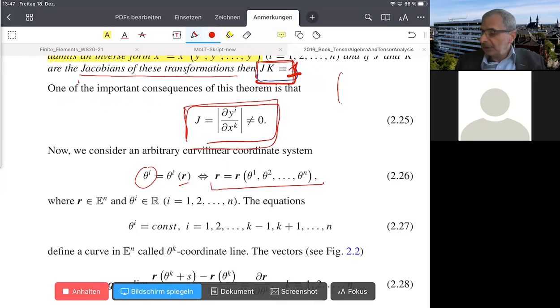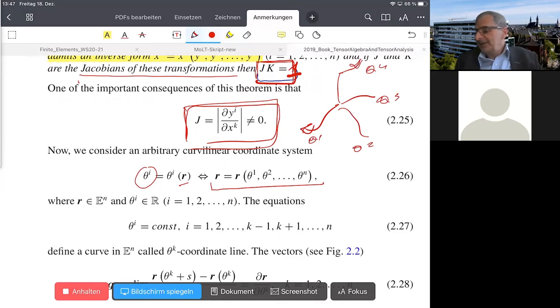So I showed maybe some way. These are my coordinate systems in 4-dimensional space: theta 1, theta 2, theta 3, theta 4. For example, curvilinear arbitrary coordinates. You see, I showed you this curved line, these coordinate lines. But what is a coordinate line? How to define this coordinate line?